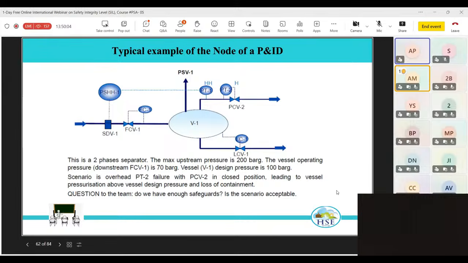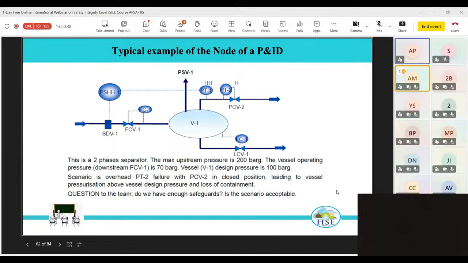Now the scenario is overhead PT2 failure. PCV2 is shown having a PT transmitter. Because of that overhead PT2 failure, this valve has shut off, leading to vessel pressurization above vessel design pressure and loss of containment. This is the scenario which is given. The question to the team is: do we have enough safeguards? Is the scenario acceptable?